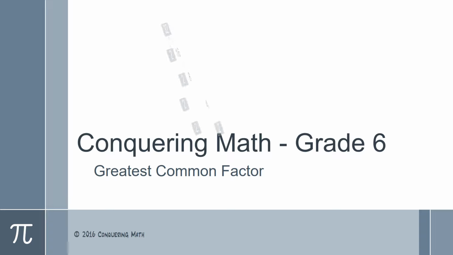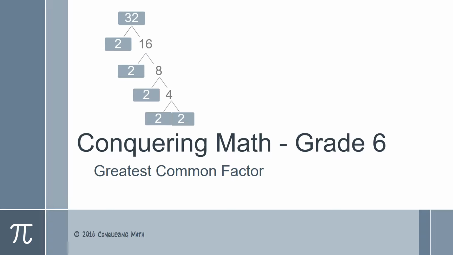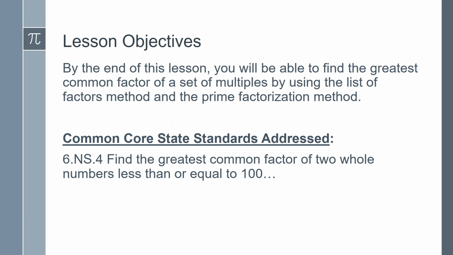Today we will be learning about the greatest common factor. Let's dive on in. By the end of today's lesson, you will be able to find the greatest common factor of a set of multiples by using the list of factors method and the prime factorization method. The Common Core state standard today is 6NS4.